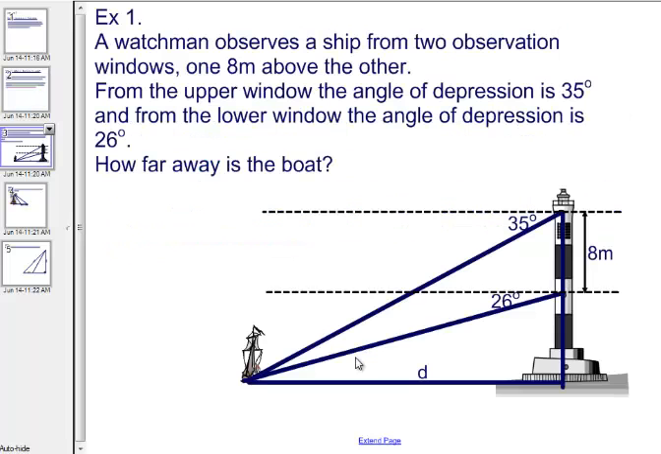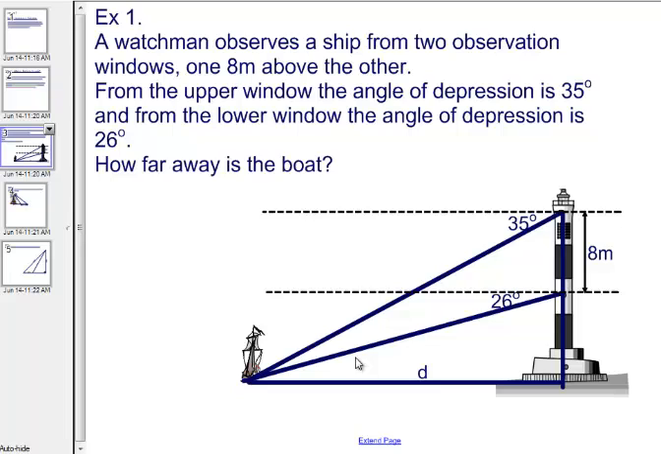So first up for our example, we have all the information as previously described. The diagram's given to us and one of the triangles is right angled. A watchman observes a ship from two observation windows where one is 8 meters above the other. From the upper window, the angle of depression is 35 degrees, and from the lower window, the angle of depression is 26 degrees. How far away is the boat?